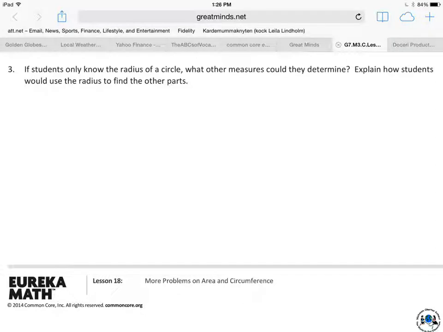Okay, so here we go. Number 3. If students only know the radius of a circle, what other measures could they determine? Explain how students would use the radius to find the other parts. Let's just talk about that. We don't need to go away and do this. What can you do with radius?